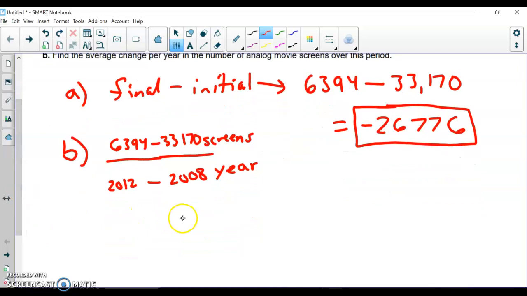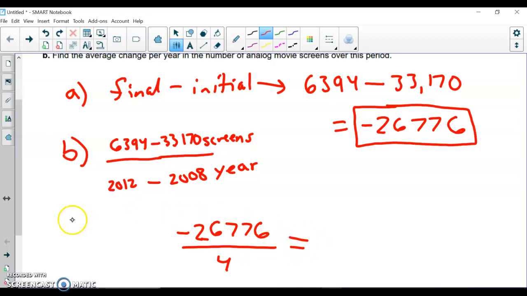Now, if we simplify this, we already got the top, right? The top we did already in part A. That was this number here. The bottom, 2012 minus 2008 should give you 4. So basically what this means is, over the course of 4 years, it changed by this much. So if we want the average change per year, we just need this as a simplified fraction.